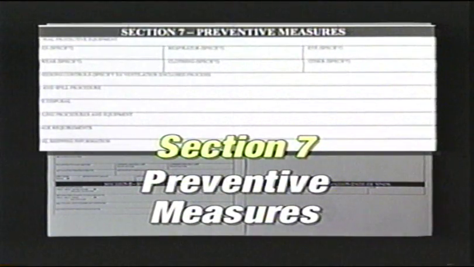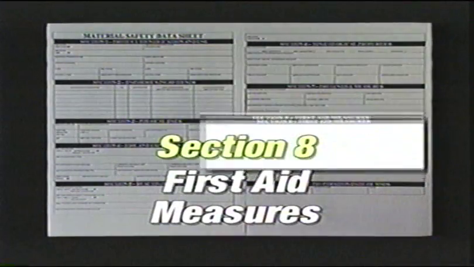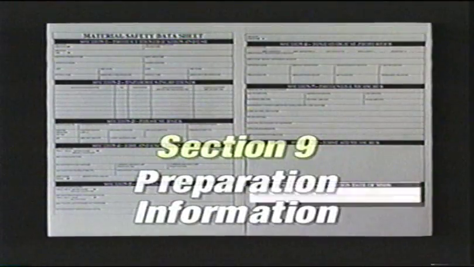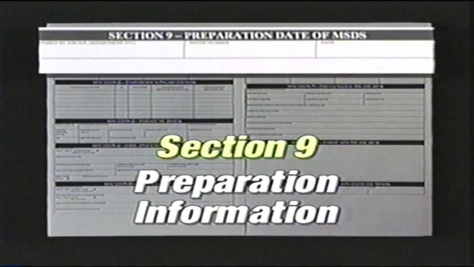Section 7, the preventative measures, include the safe handling, use, storage, and disposal of the product, and what personal protective equipment is required to handle it. The 8th section covers the first aid measures, which include what to do in the case of an emergency involving the product, such as a poisoning or direct contact with the substance, and the final section, which is the part that includes the preparation information. This section identifies who is responsible for preparing the MSDS and the date it was prepared.